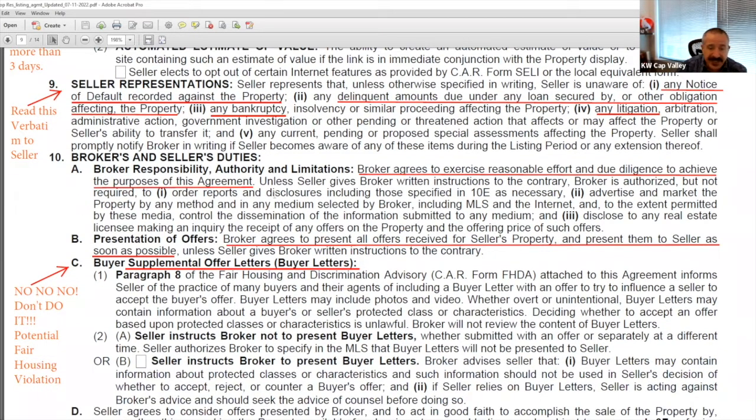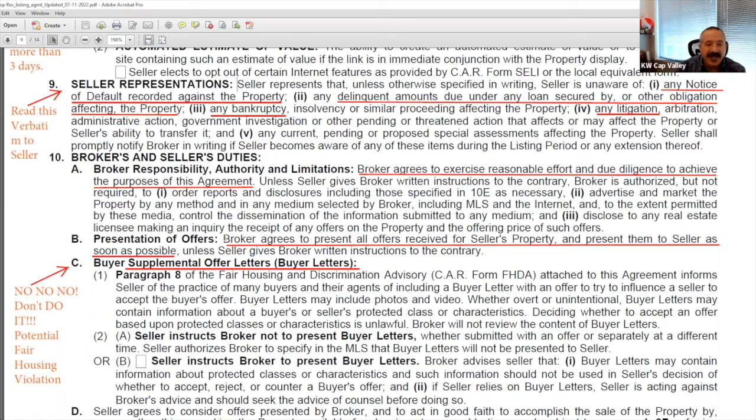Broker and seller's duties talks about your duty to exercise reasonable effort and due diligence to get the property sold. And presentation of offers. This is really important, not only because it's part of your job as a real estate professional, but it's required under California law. Any offer that comes in on that property, you absolutely must present to the seller. You cannot conceal it from them. You cannot pretend that it never came in.